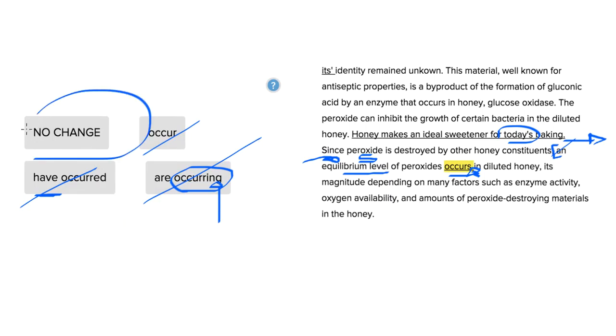So the right answer will have to be occurs with an S because level, the equilibrium level, is singular.